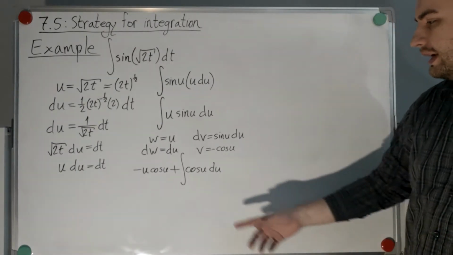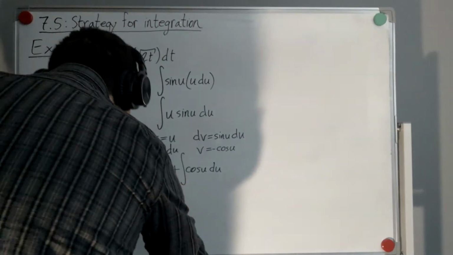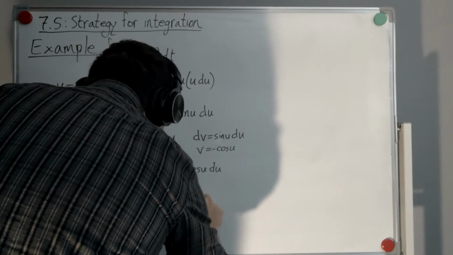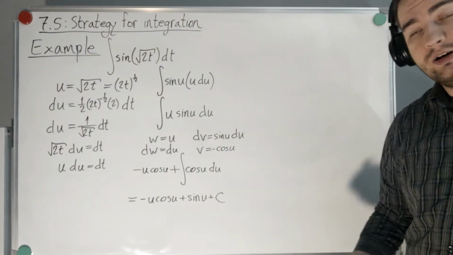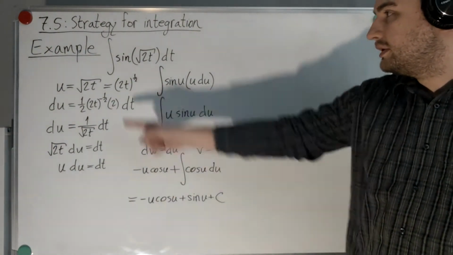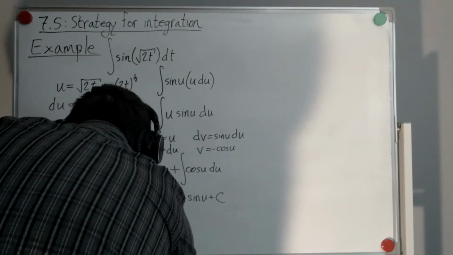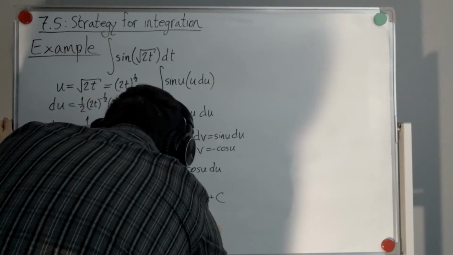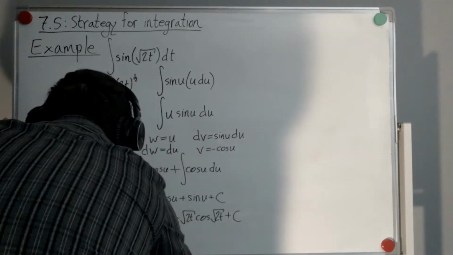And now from here, of course, the antiderivative of cosine u is just sine u, which means that what we're looking at here becomes negative u cosine u plus sine u plus c. From here, once again, we just need to say u is the same as square root of 2t, and then our answer just becomes sine of the square root of 2t minus the square root of 2t cosine of the square root of 2t plus c. And that is our indefinite integral.